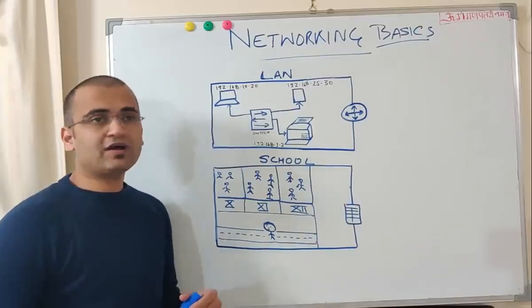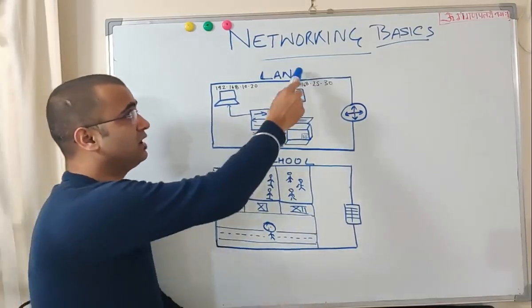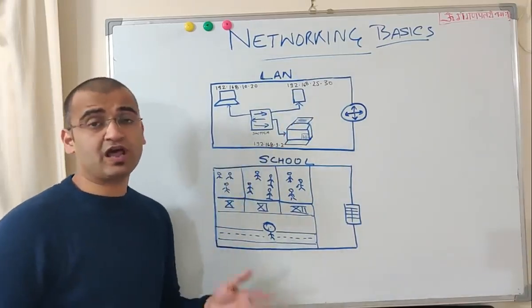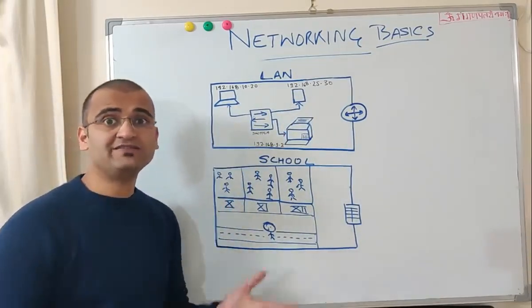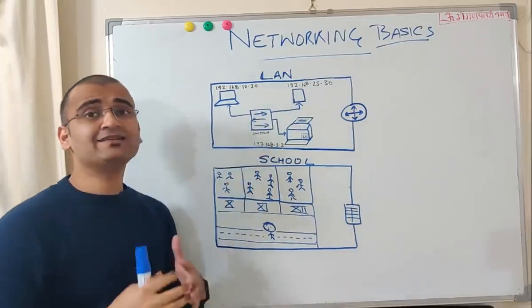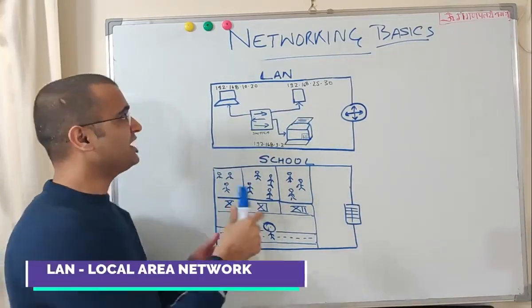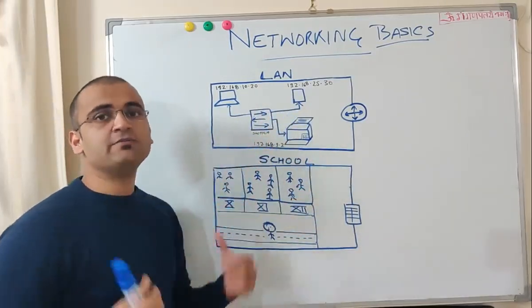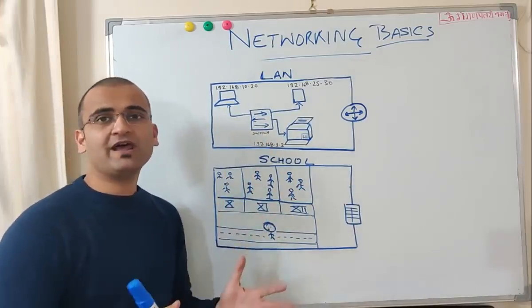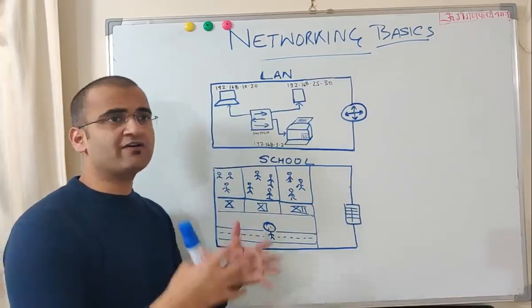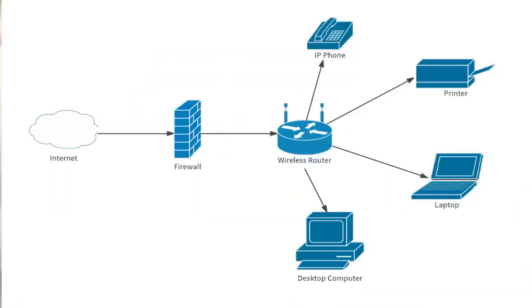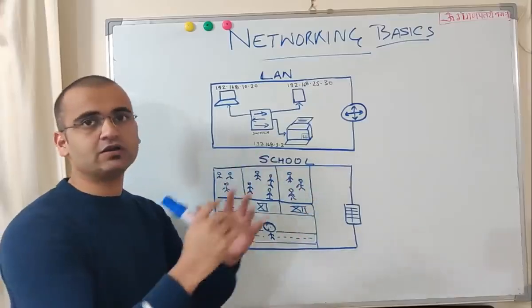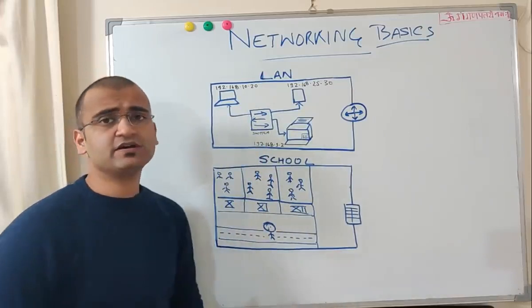So friends, we will do a side-by-side comparison between a LAN and a school wherever possible. I'll try to correlate the concepts so that you can easily understand. So what is a LAN? A LAN is a local area network, which means that you will have a network, a set of devices talking to each other within a limited range. The best example of a LAN is your home network, wherein you have several laptops, mobiles, and printers connected to each other, and then you are also talking at the same time to the outside world through the internet, which we'll cover later.